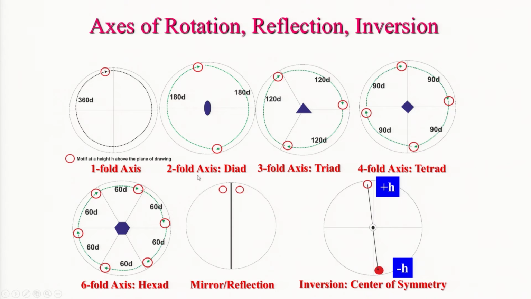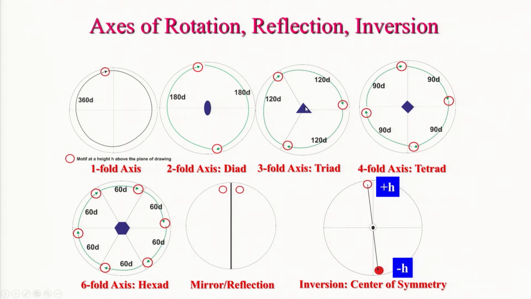In the case of a two-fold axis of symmetry, which we call a dyad, this is the symbol of a dyad, which is vertical. The motif is rotated 180 degrees and comes here, and it is rotated another 180 degrees and coincides with the original position. This particular motif lies at a height h above the plane of drawing, and this is also lying at the height h above the plane of drawing. So, these two motifs are two-dimensional, lying in the same plane.